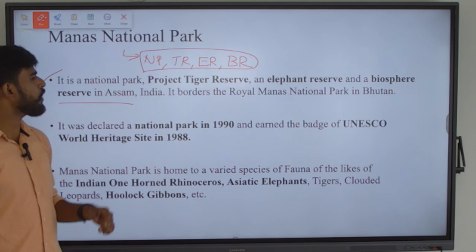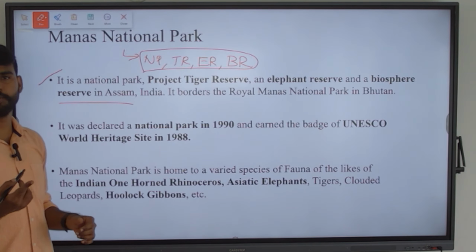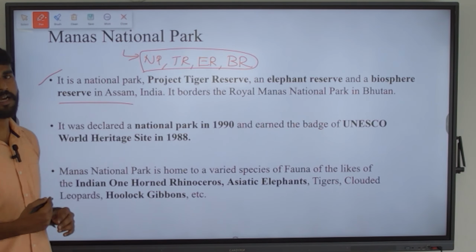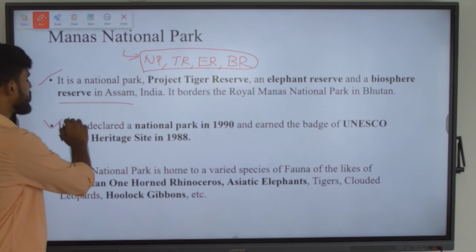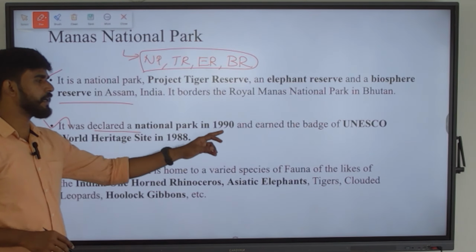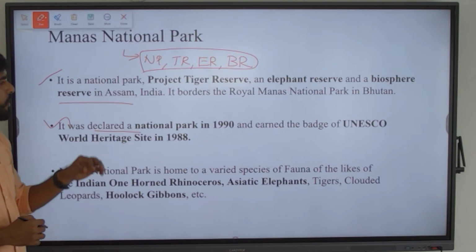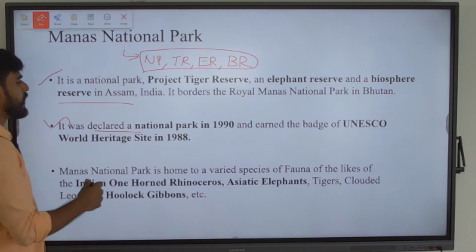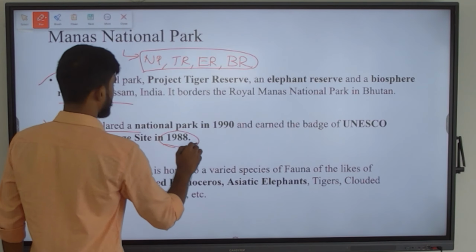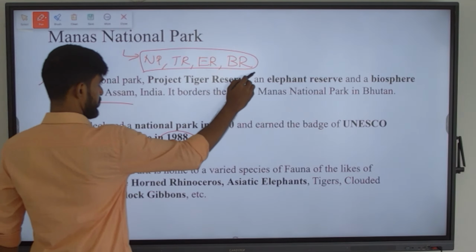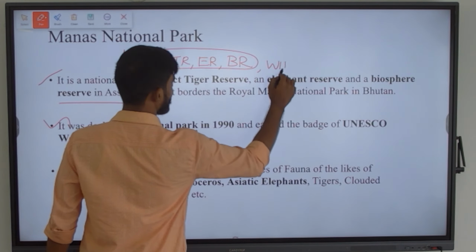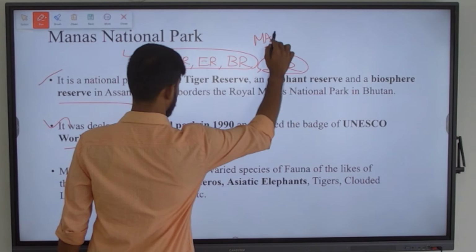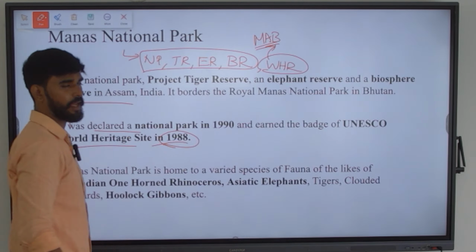Okay, next is, it borders the Royal Manas National Park, which is in Bhutan. Okay, so there is Royal Manas National Park in Bhutan and Manas National Park in Assam. Okay, next it was declared as a national park in the year 1990, and it earned the badge of UNESCO World Heritage Site in the year 1985, which is again important. So it is also a UNESCO World Heritage Site. We'll be calling it MAB sites, Man and Biosphere Programme.